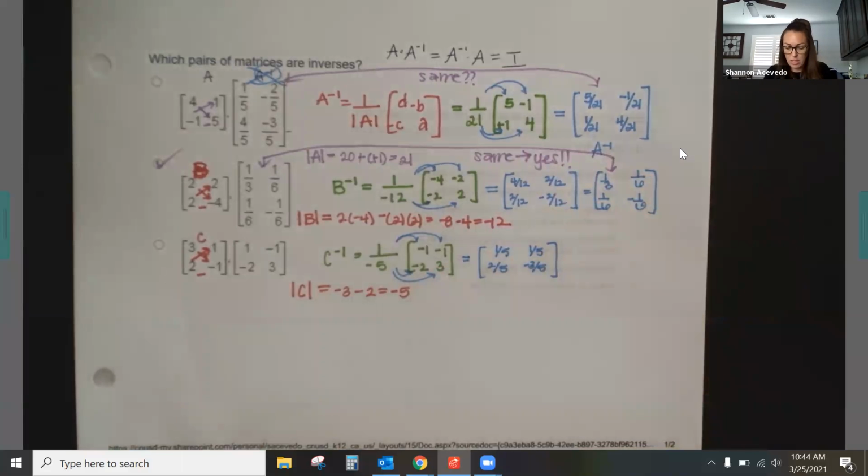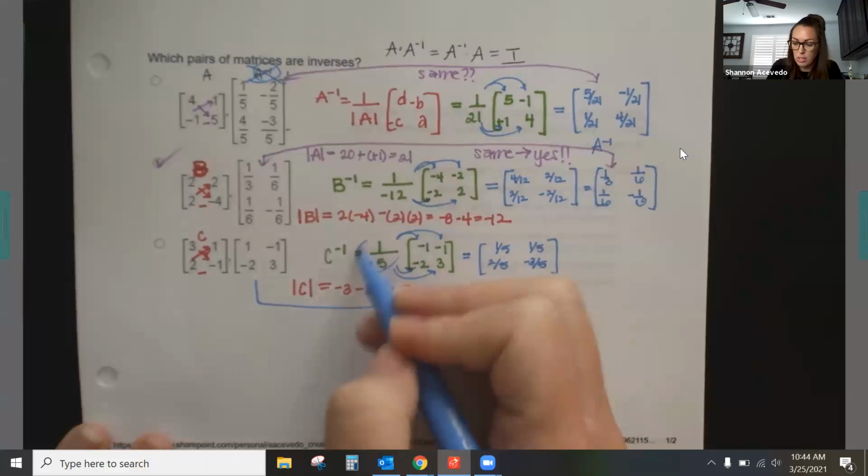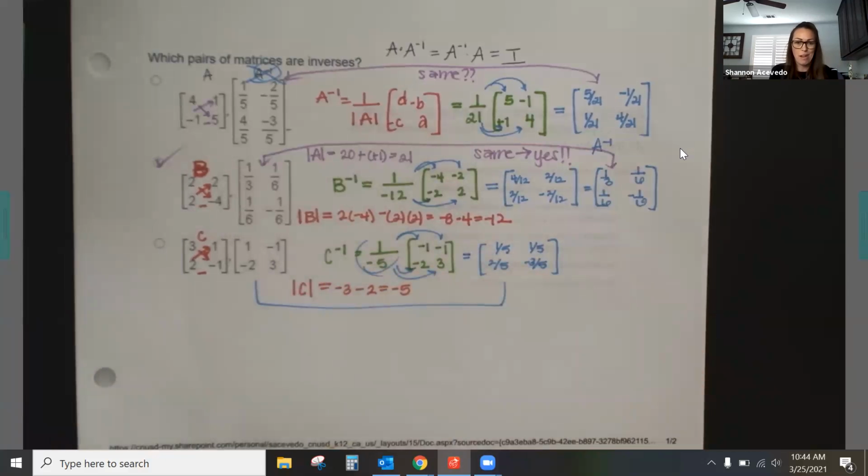So just so you guys have it. But yes, these two are not the same. And as soon as I saw that, I already knew I was going to have fractions, so I could have just stopped right there and realized it.